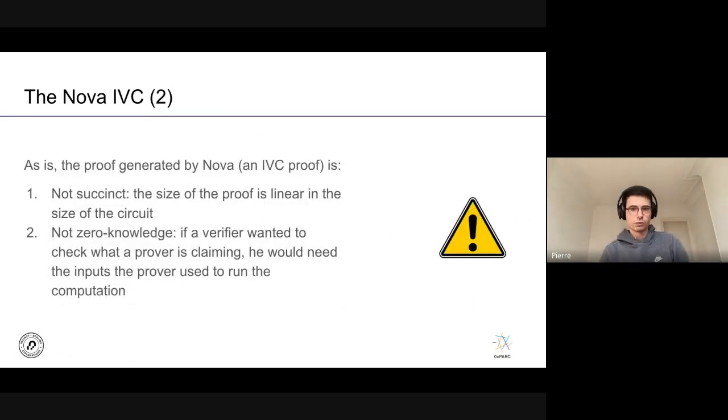There are some caveats to that because the proof generated by Nova is an IVC proof. It means that this kind of proof is not succinct because it's a proof that is linear in the size of the circuit, and it's also not zero knowledge, because if a verifier wanted to check whether the IVC proof is correct, it would actually need the inputs the prover has used to run the computation. So an IVC proof is not succinct and not zero knowledge. It's important to understand that.